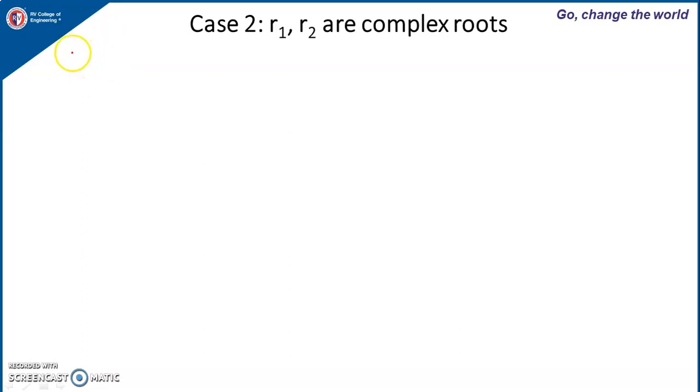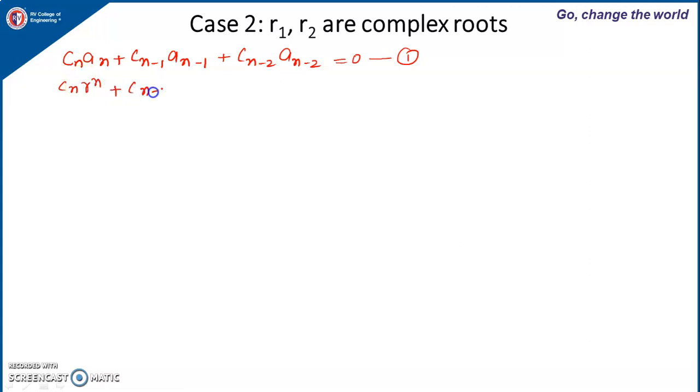The second order recurrence relation will be in the form of Cn an plus Cn minus 1 a n minus 1 plus Cn minus 2 a n minus 2. From this we have to write the characteristic equation, which will be nothing but a quadratic equation: Cn r squared plus Cn minus 1 r plus Cn minus 2.